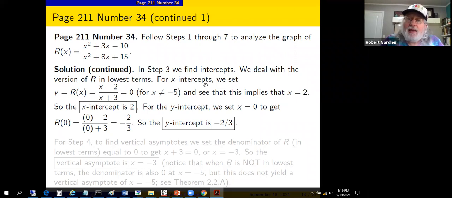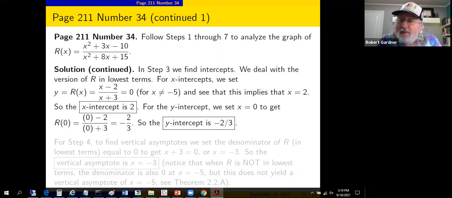And so x-intercept, we set y equal to 0. We found x equals 2. The x-intercept is 2. Y-intercept, we'll simply plug x equals 0 in. By the way, that satisfies this condition. Plug 0 in, we're left with -2/3. So the y-intercept is -2/3.